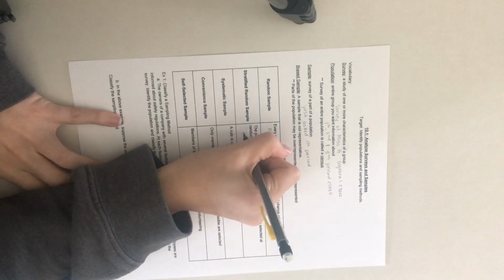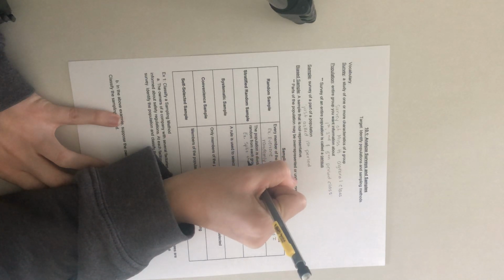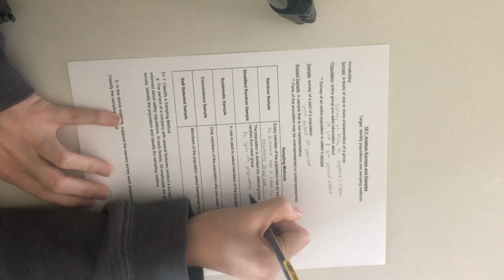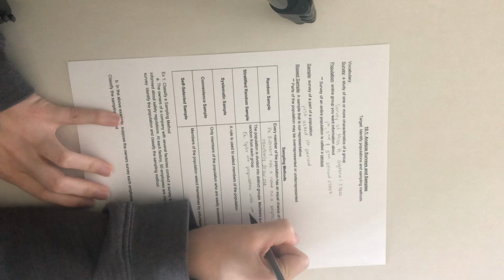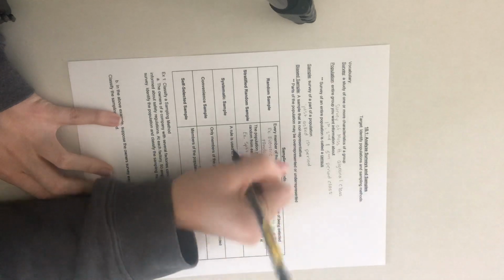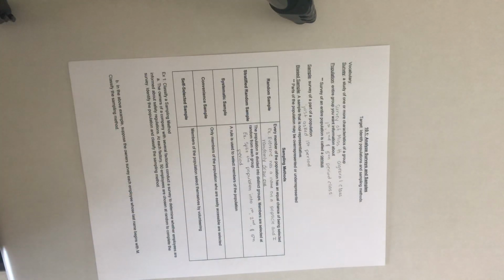Then we come to our next one, the stratified sample. The population is divided into distinct groups, and members are selected at random from each group. For an example of this one, I would split the population into first, second, and fifth period, and then I would select students from each of those groups.